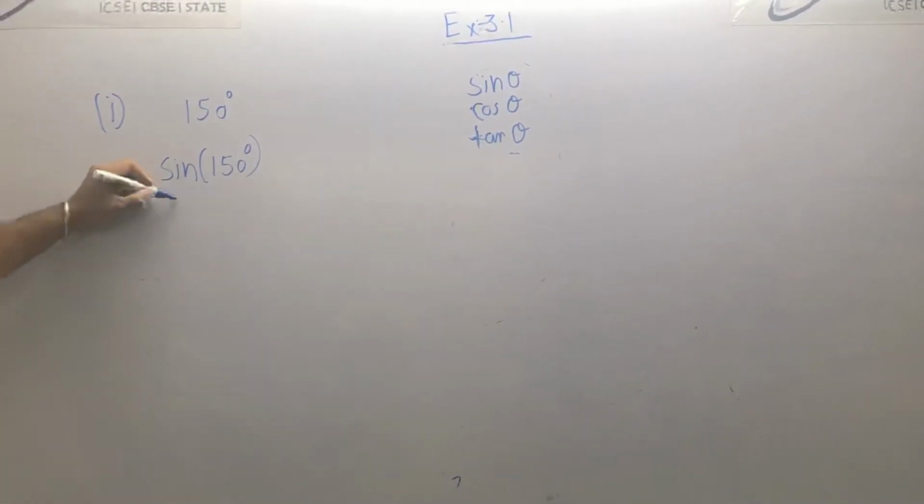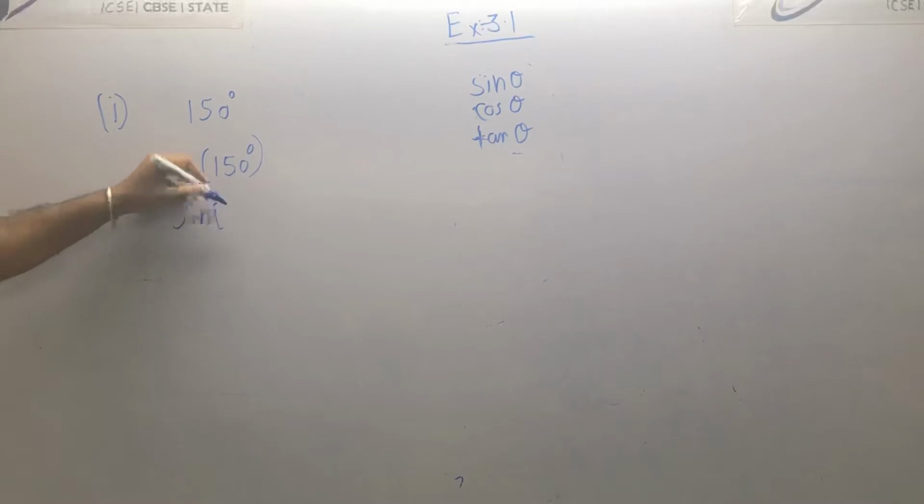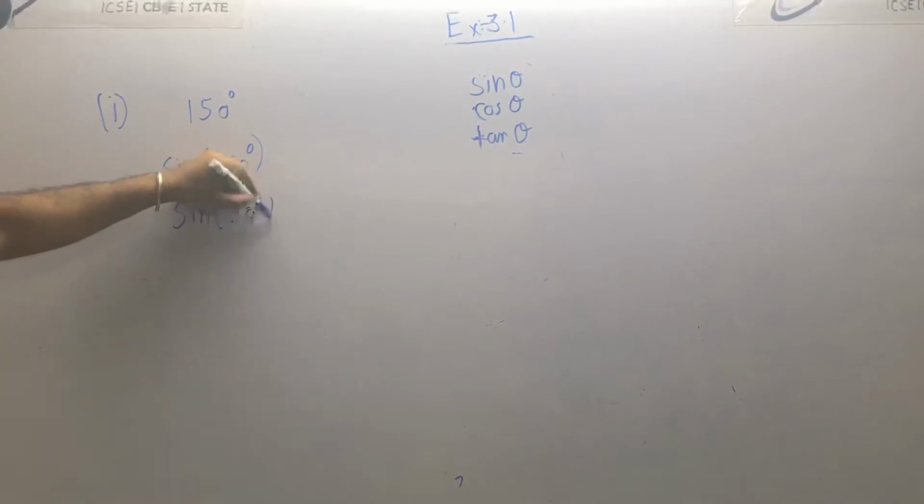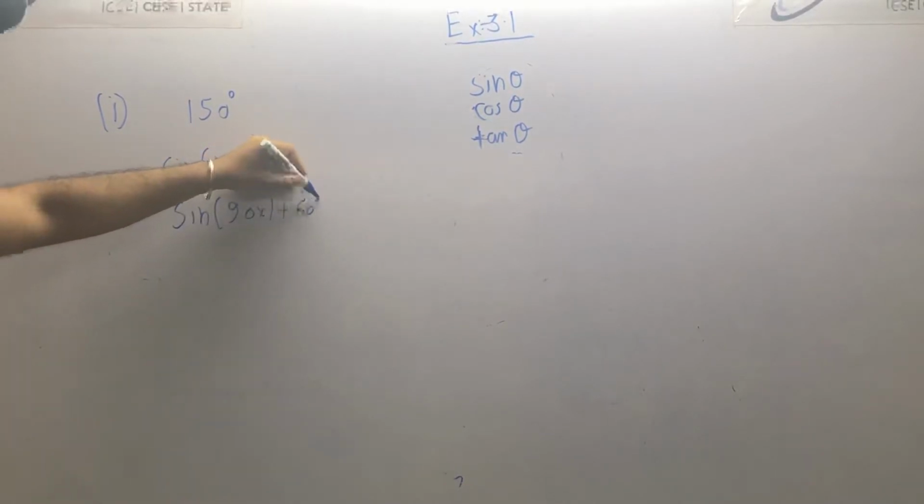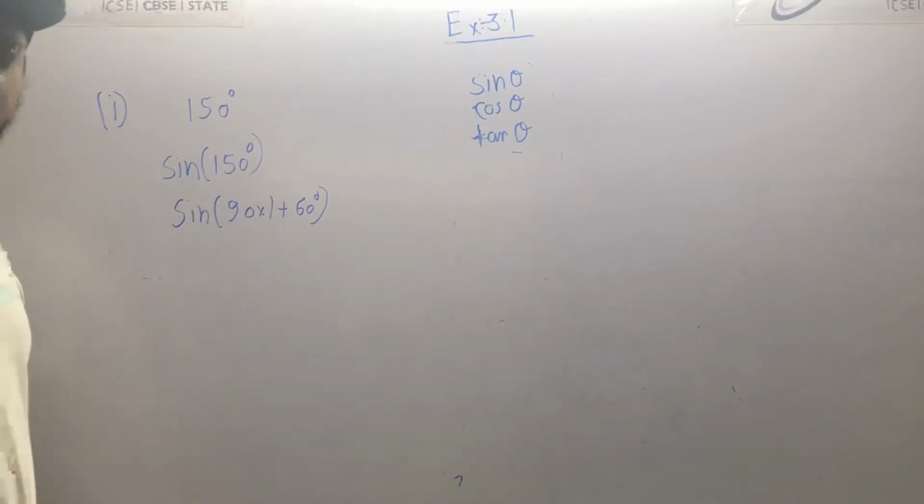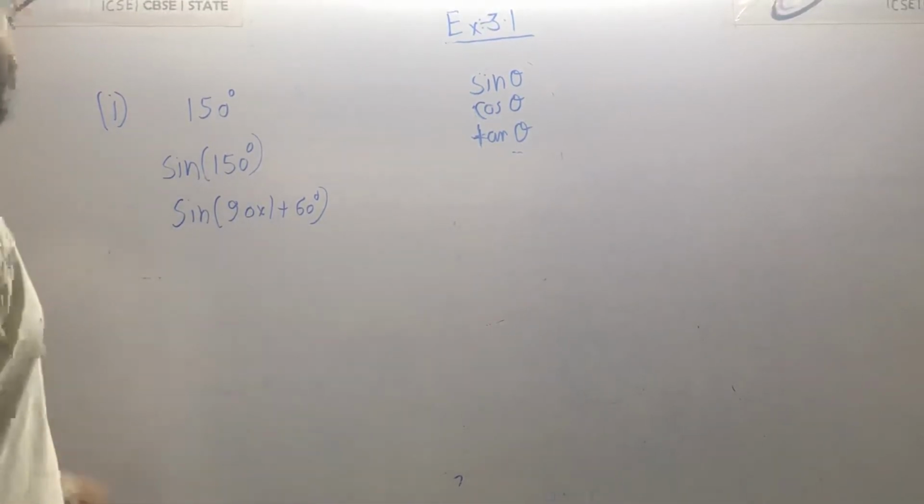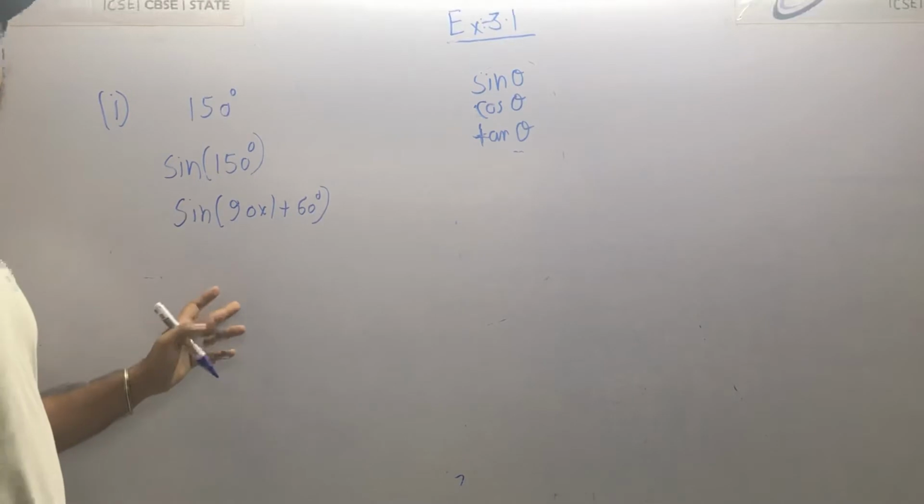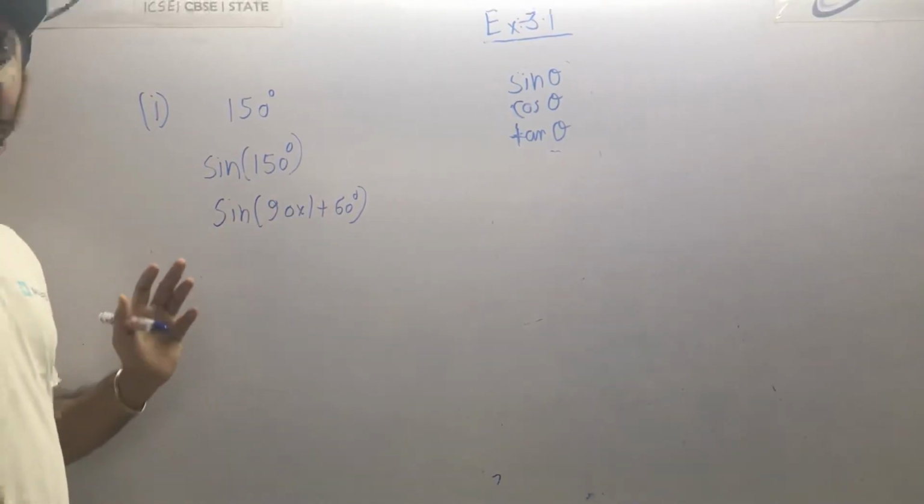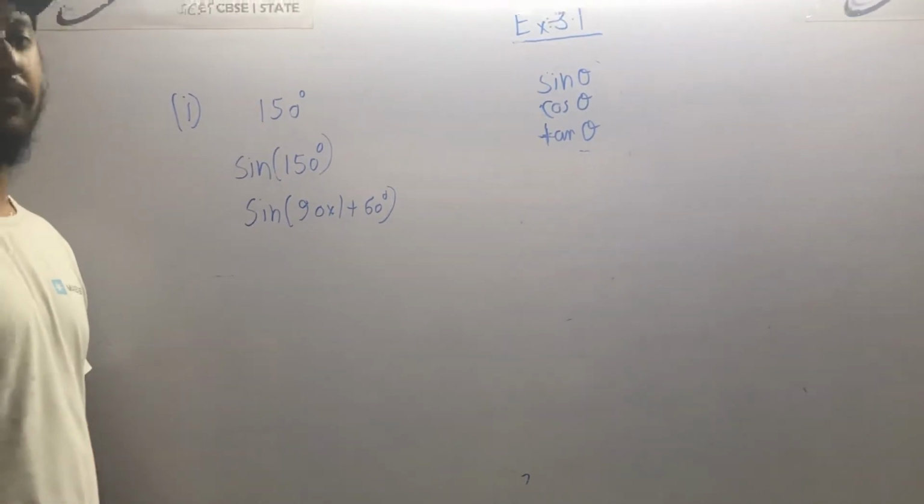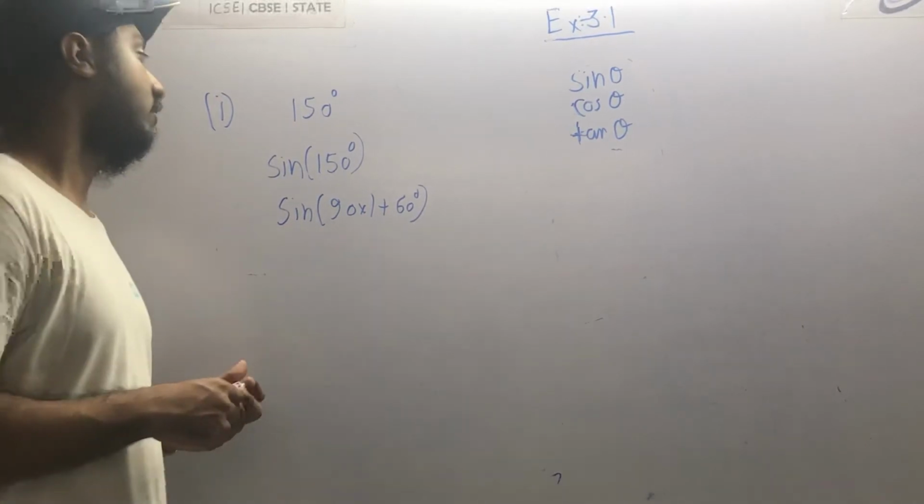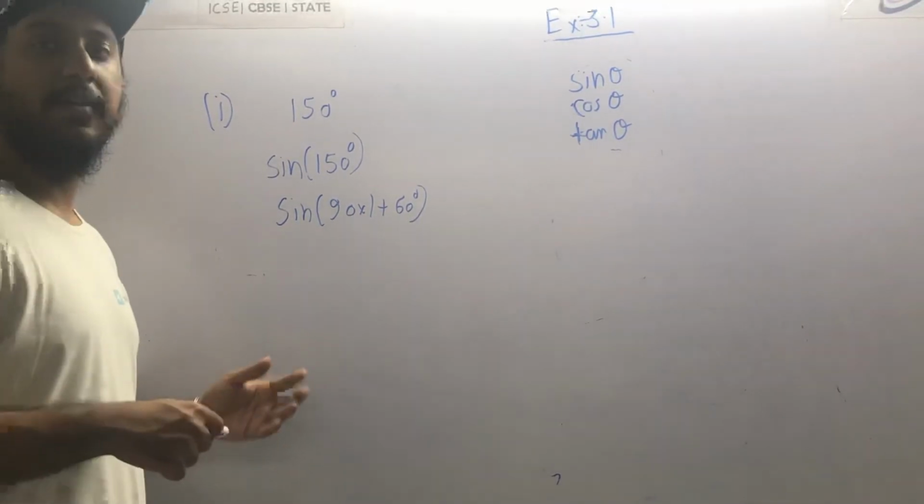You can write it as sine of 90 into 1 plus 60 degrees. Am I right about it? See, 90 into 1 plus 60. This is the multiple form of 150 degrees. Okay, now look carefully here. Which quadrant are you entering in?